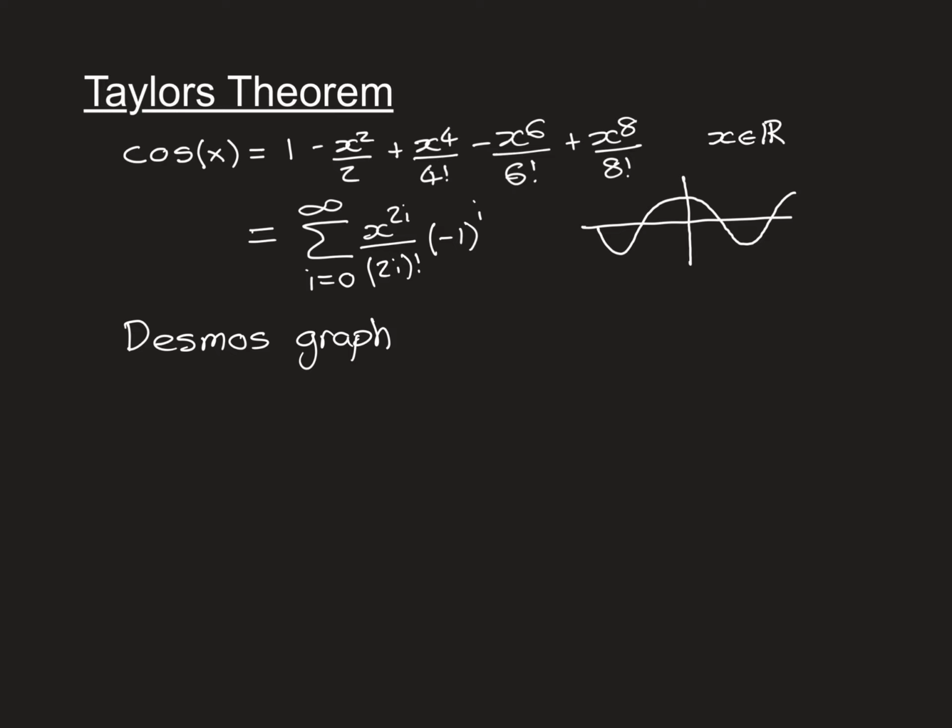So we want to prove that for all real numbers, this series converges to this. So we will take a general value within the real line. So we'll take a general x here, and we want to show that for that general x, this series converges to cosine of that value of x.